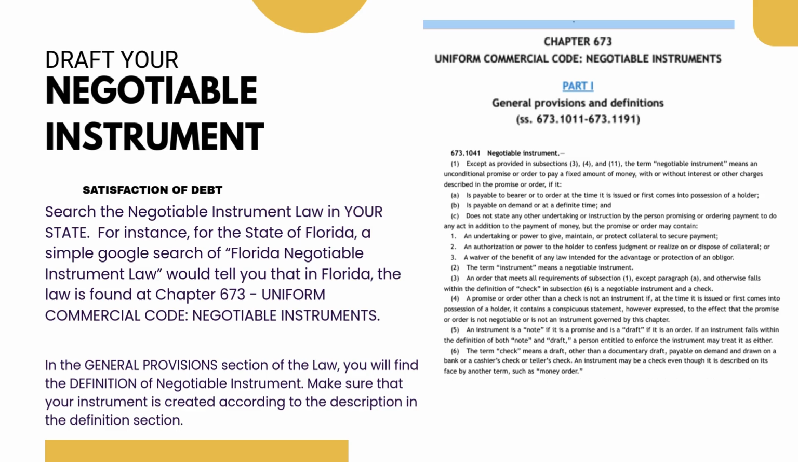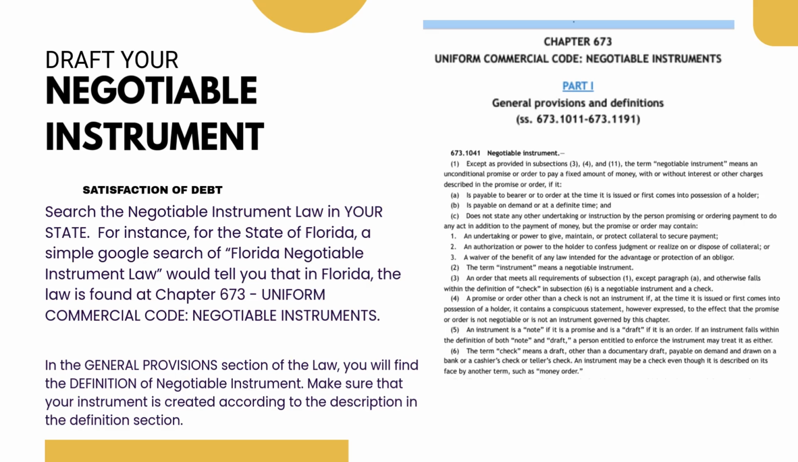Satisfying the debt. Now, in order to satisfy the debt, what we do is draft a negotiable instrument. See, if you search negotiable instrument law, even in your state, for instance, the state of Florida, a simple Google search of a Florida negotiable instrument law will tell you that in Florida, the law is found in Chapter 673, under Uniform Commercial Code Negotiable Instruments. In the general provisions section of the law, you will find the definition of negotiable instruments.